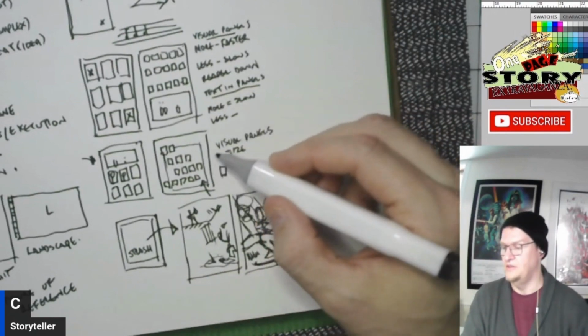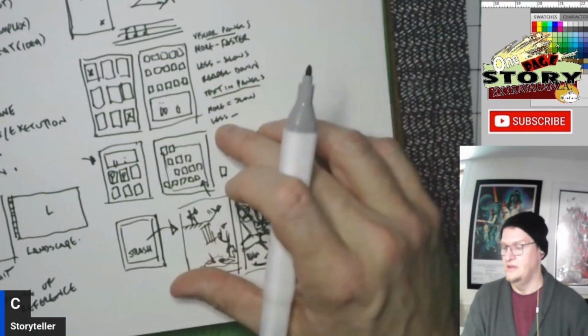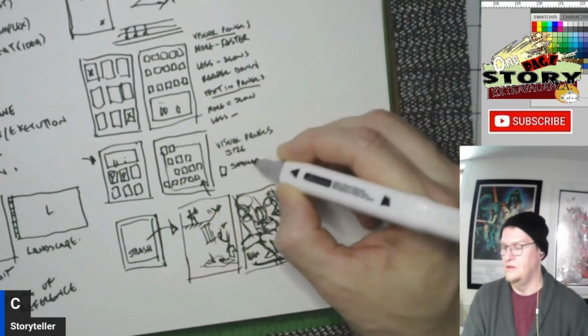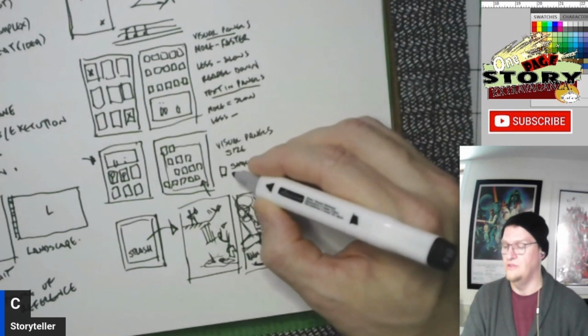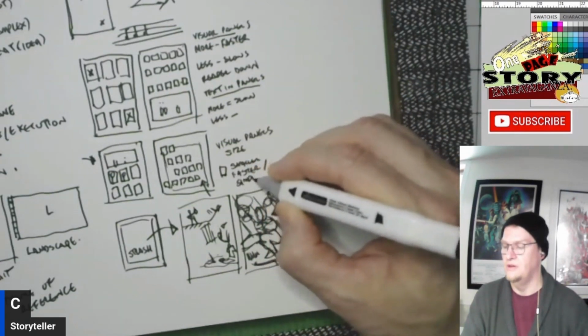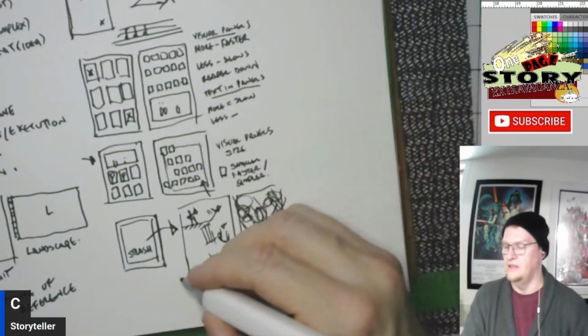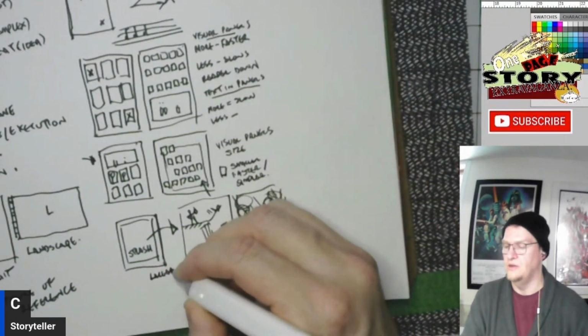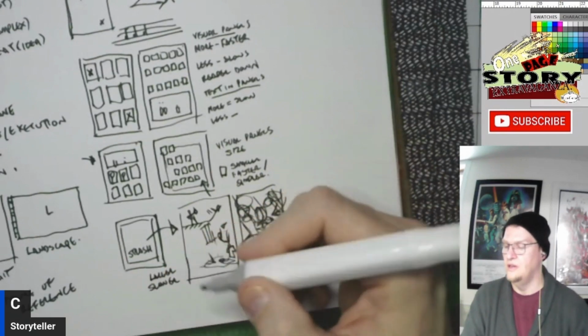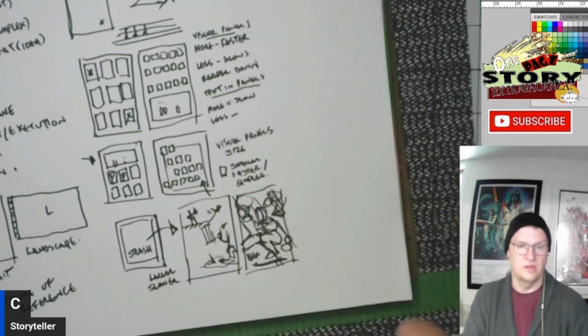Right? So the visual panel size: the smaller is faster, but it has to be simpler. Right? And then the larger is slower. Yeah, larger is slower, but you can have more complexity.